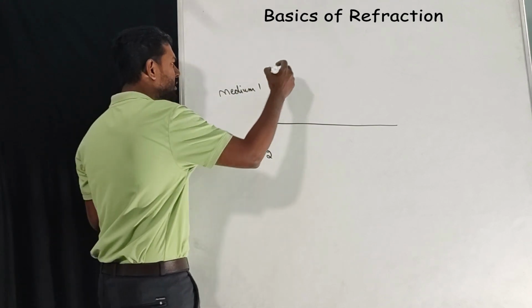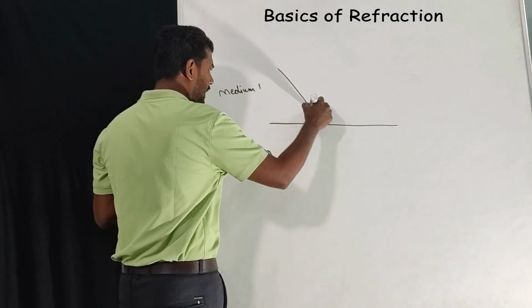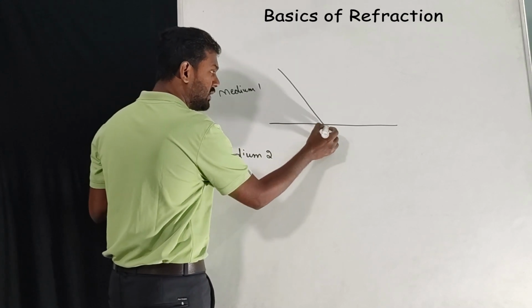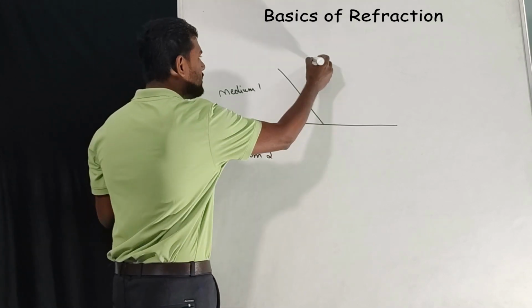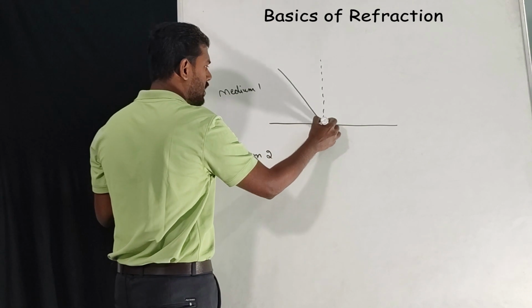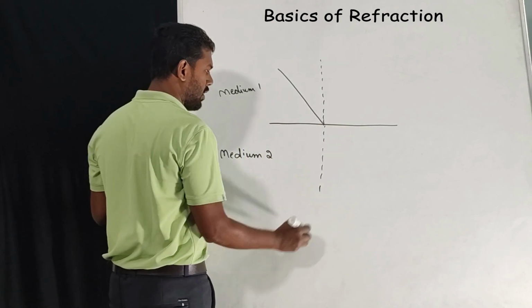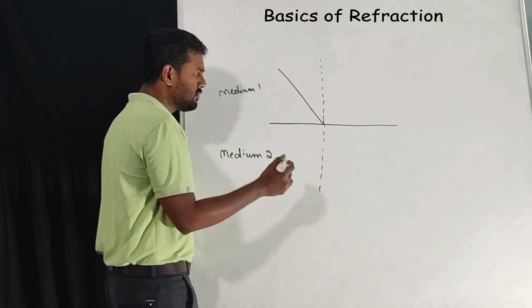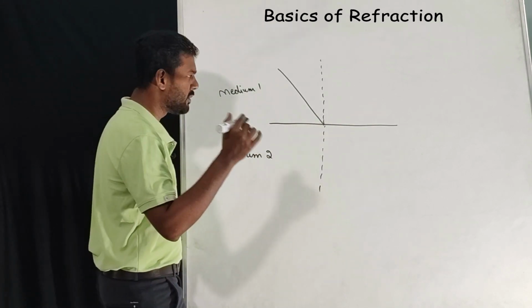Now listen, whenever a light ray tries to enter the medium, this is the point of incidence. At this point of incidence, we have to draw the normal. So this is the normal, and assume there is no medium now.